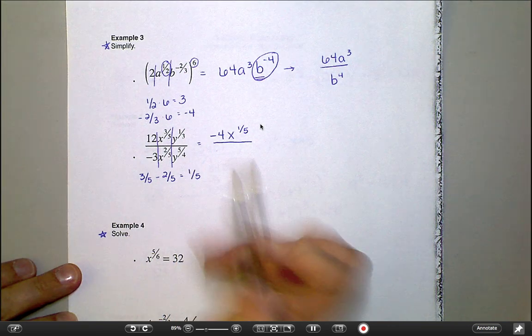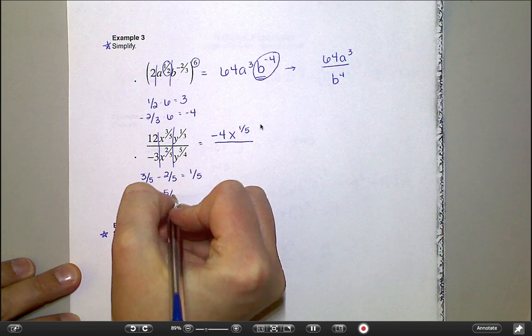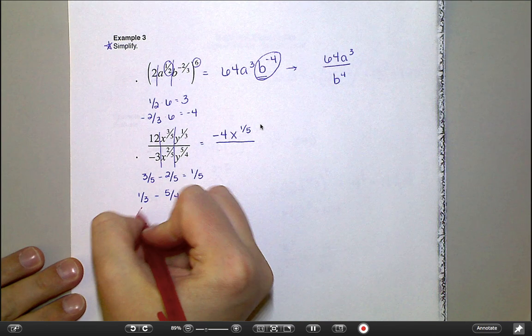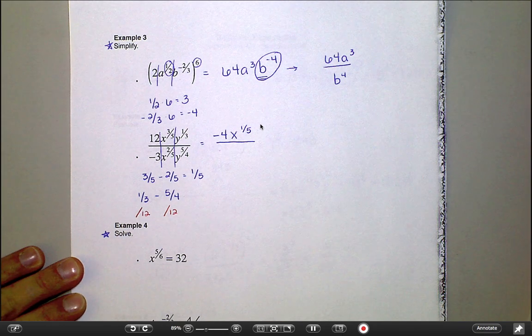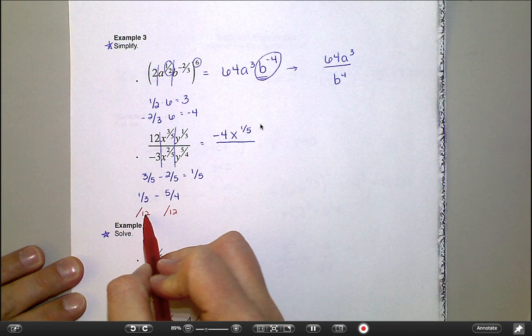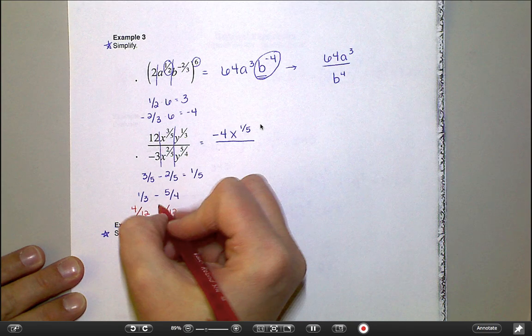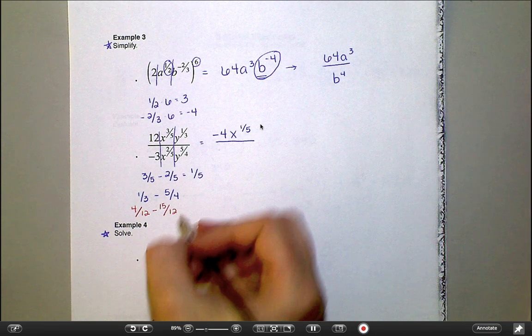For my next one, I need to do 1/3 minus 5/4. Now, this may require a little bit of a fraction refresher for some of you. Remember that when you're adding and subtracting fractions, you do need a common denominator, okay? So I want to turn these both into something over 12, because 12 would be a common denominator between 3 and 4. I would have to multiply by 4, so this would become 4 over 12. Here I would have to multiply by 3, so this becomes 15 over 12. Okay, 4 over 12 minus 15 over 12.